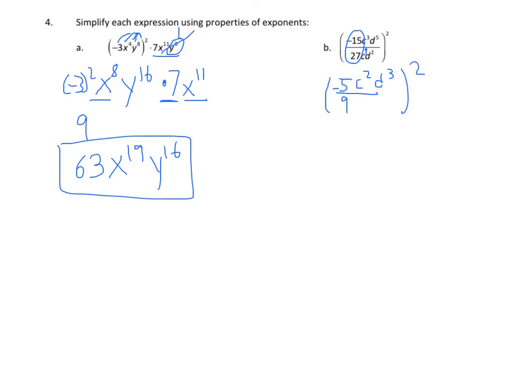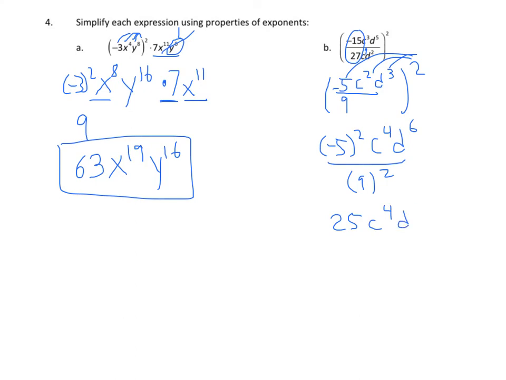And now I'm going to raise everything inside to the second power. So we get -5 to the second. I multiply the exponents, so we get c to the fourth and then d to the sixth. And then we also have to raise this 9 to the second power. Now -5 to the second, remember -5 times -5 is +25. C to the fourth, d to the sixth over 9 squared, which is 81. And I don't think that 25 over 81 can be simplified, so that's our final answer.